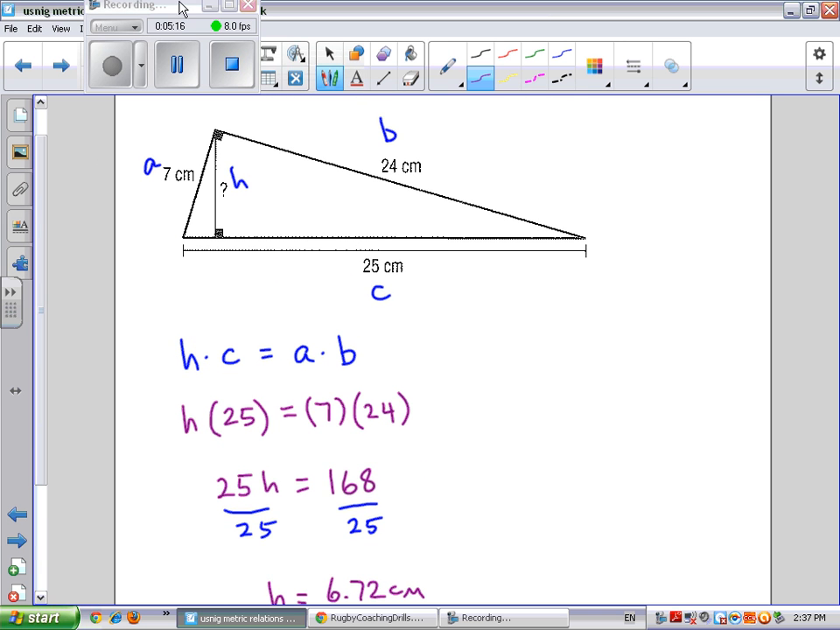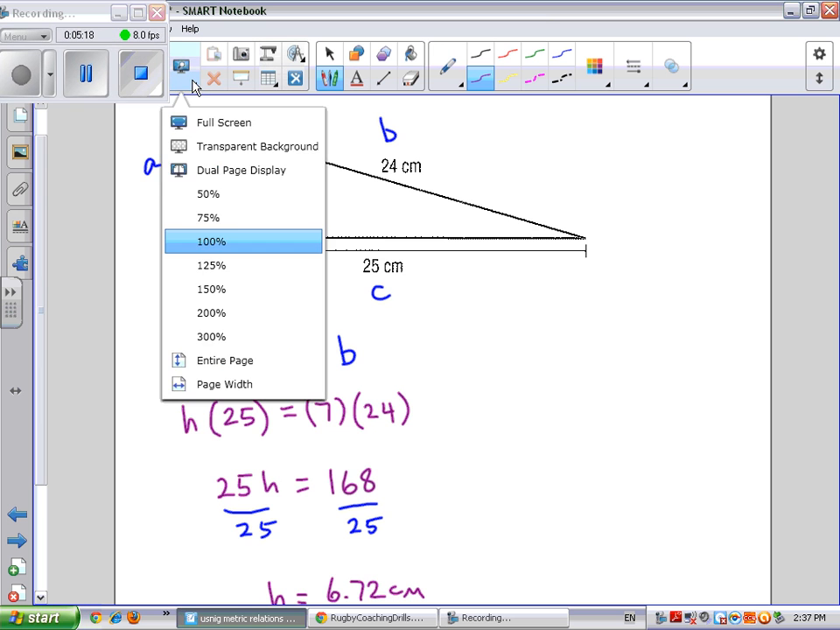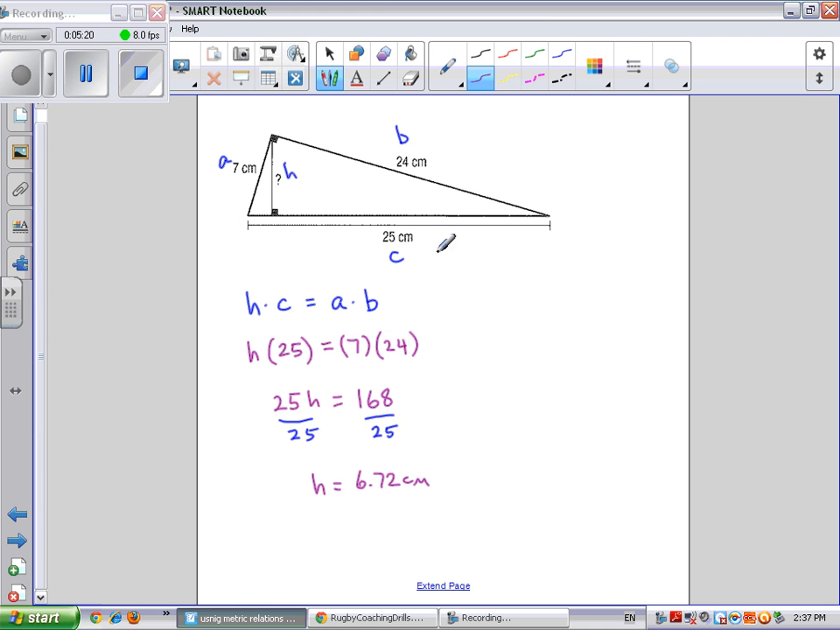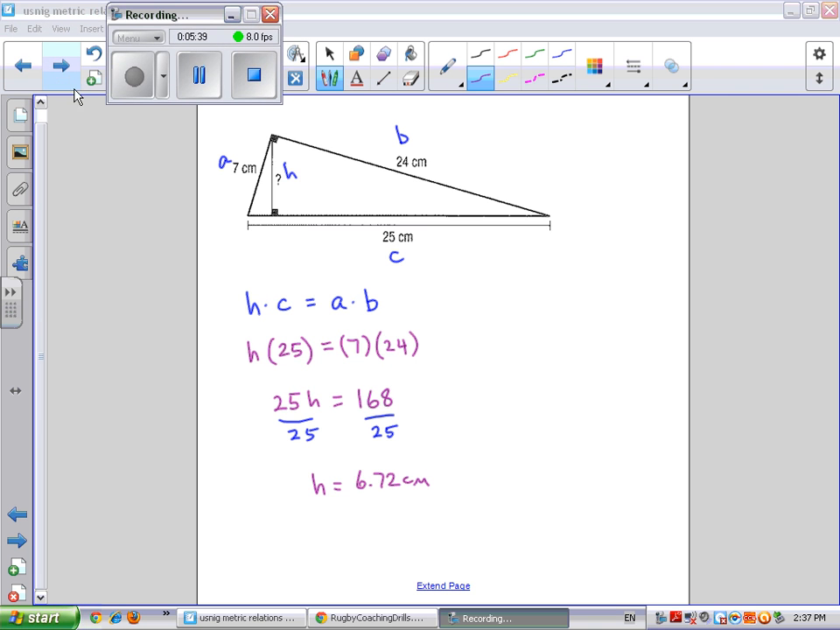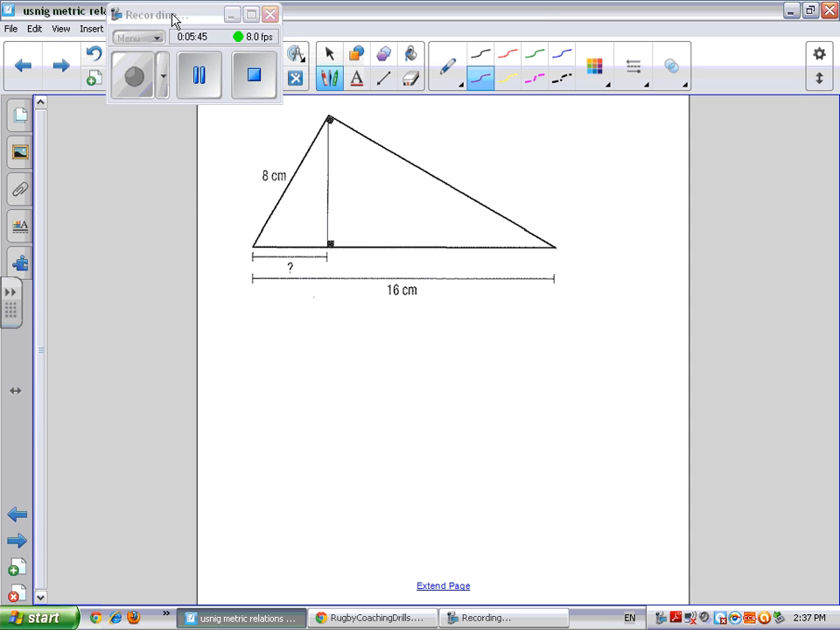So if we wanted to come up with a process for doing these things, we'd identify that we have a right angled triangle with an altitude drawn. We'd identify that we have a missing altitude and that we could use this relationship in right angled triangles in order to solve for a missing altitude. Okay? Hopefully you've got that right. I'm pretty confident that you did.